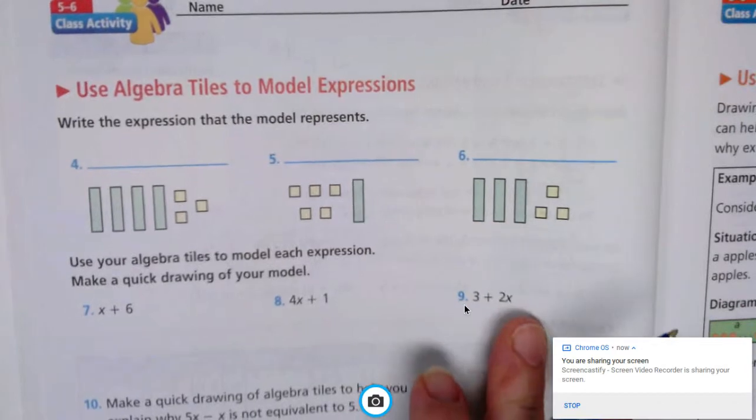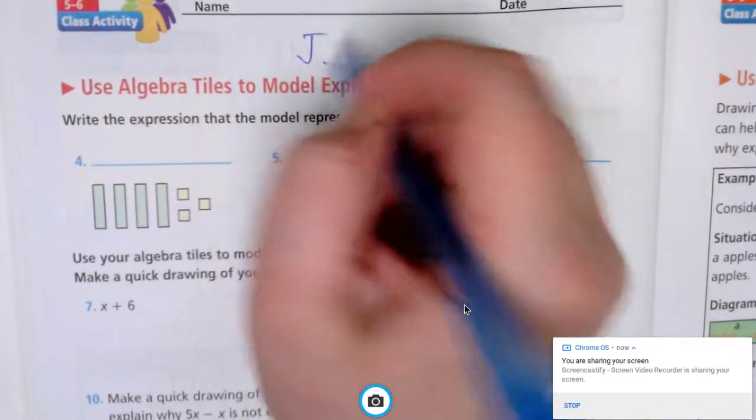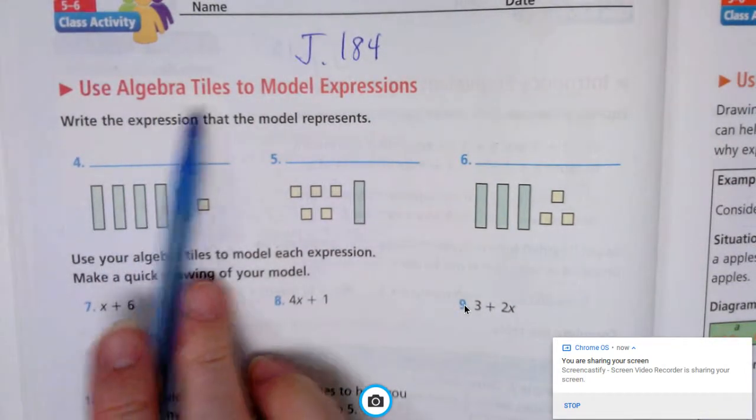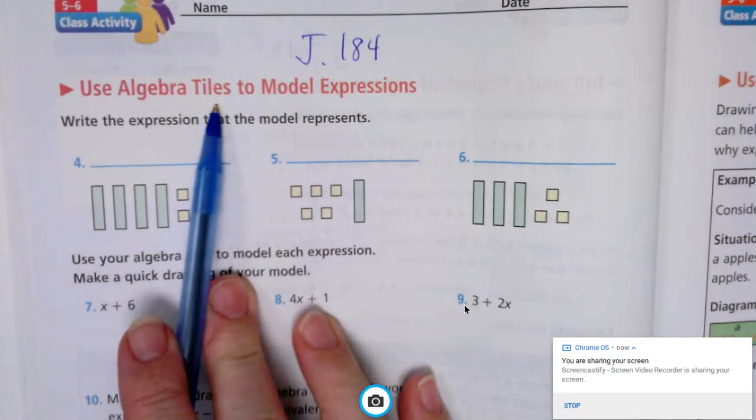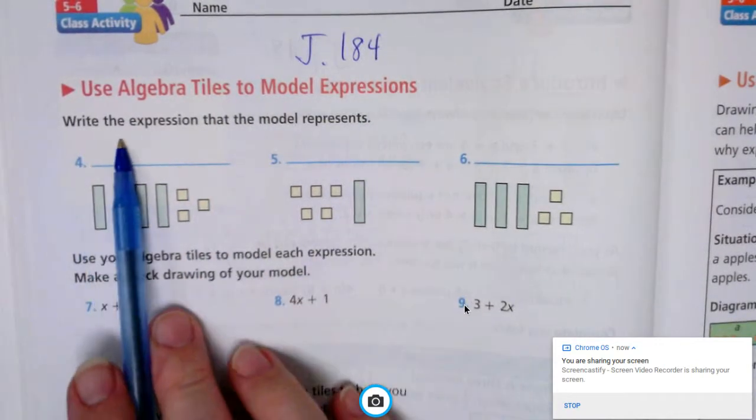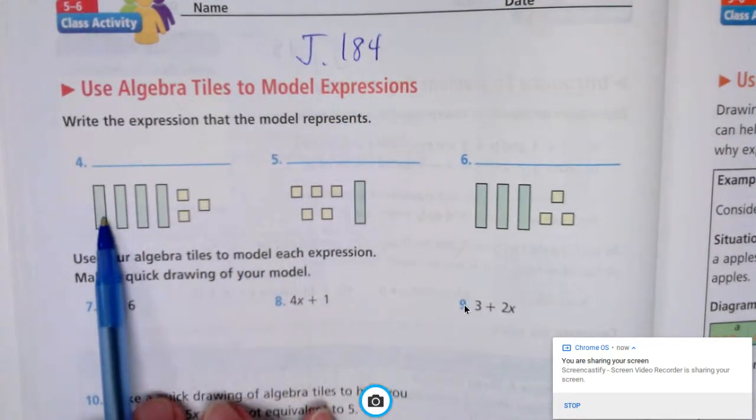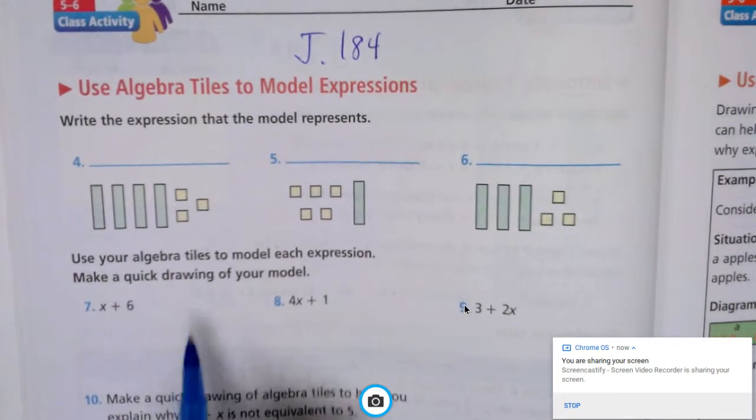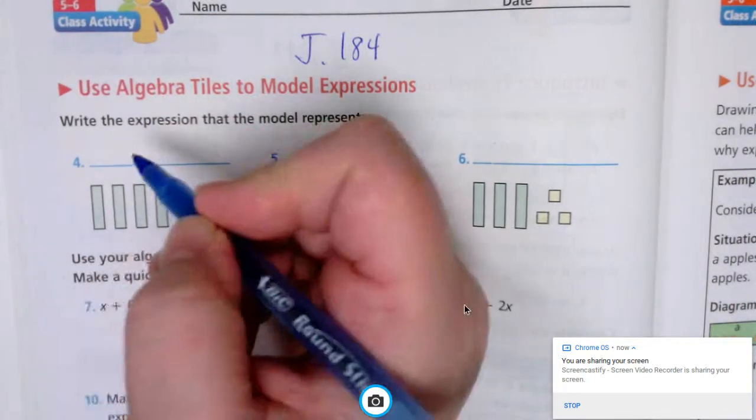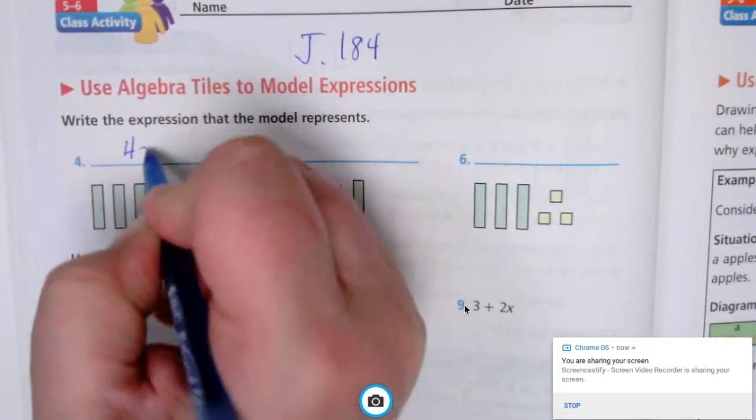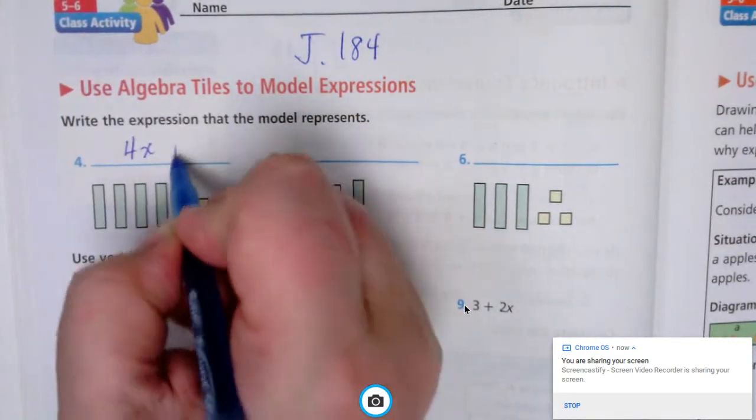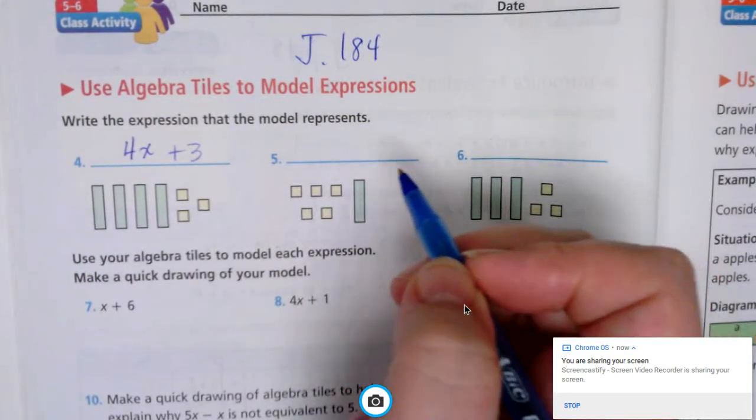Going back to the page then, we're on journal page 184. We're going to use algebra tiles, just the idea of them, but you could use them physically if you could, to model expressions. So write the expression that the model represents. So we're just going to write down what this means and just pause it as we go. Okay, so the answer would be 4x, so 4 of these, plus 3. That's how you write it.